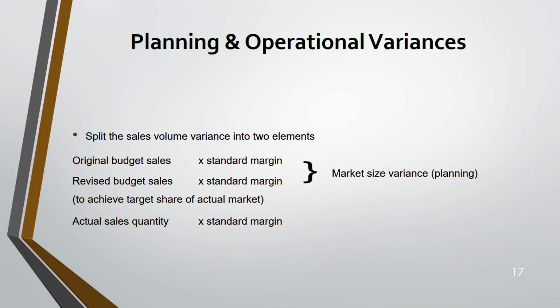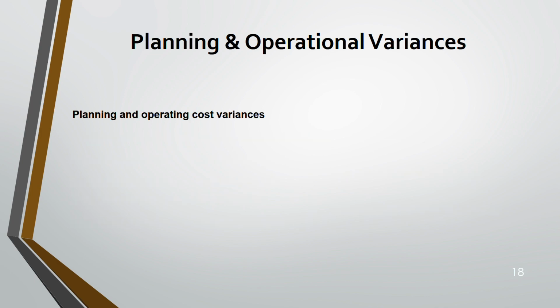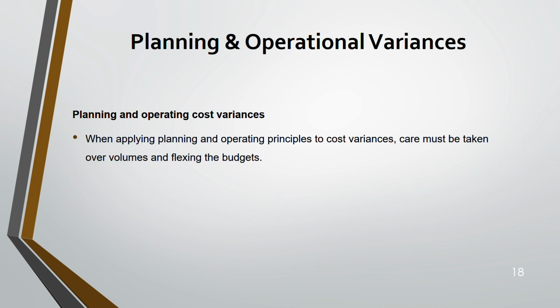Okay, when you compare your revised budget with the actual sales quantity, everything is standard margin only. We are only changing the quantity here. Original, revised and actual. Then it becomes market share variance, the operational. Now, planning and operating cost variances. So when you are applying planning and operating principles to cost variances, you have to take care. Over volumes and flexing the budget.